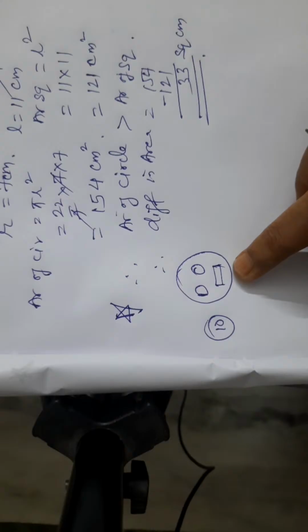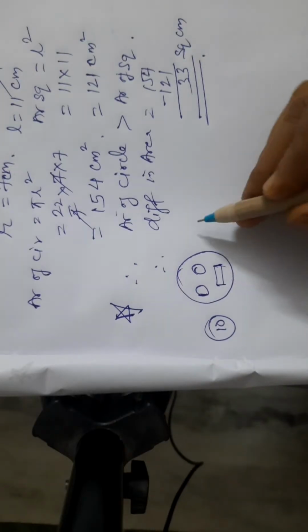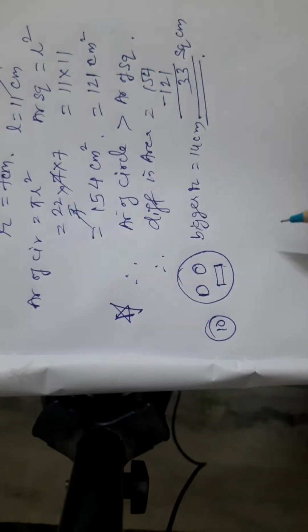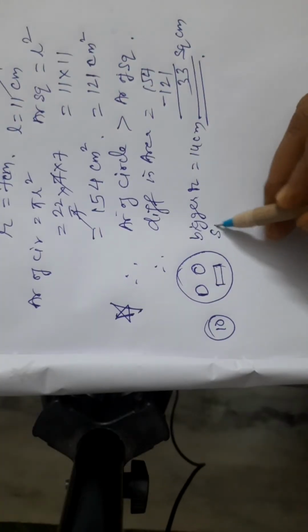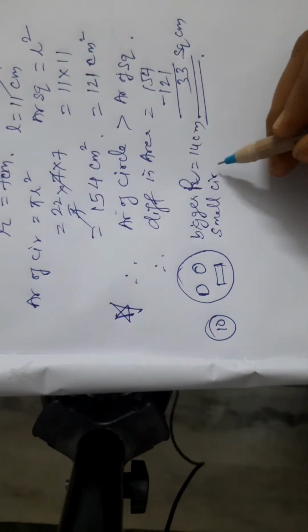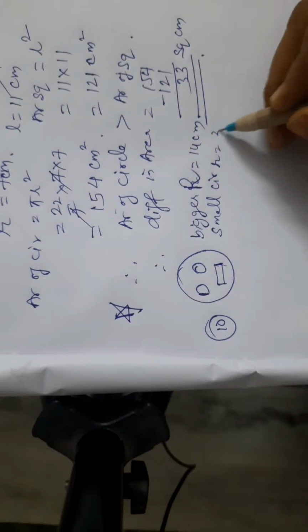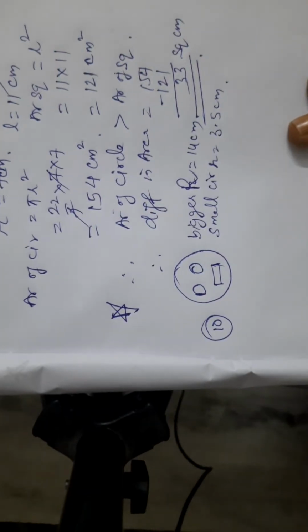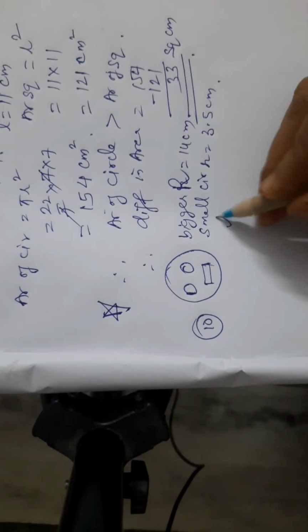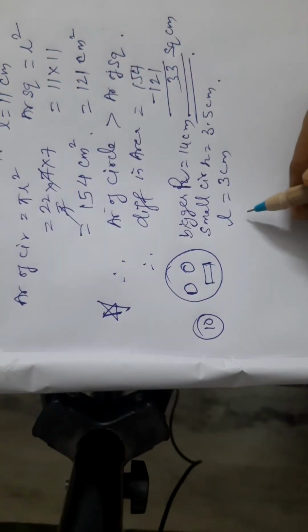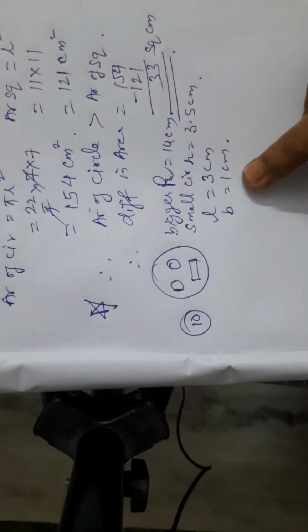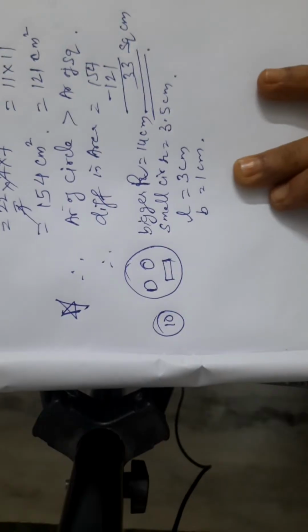Now the measurements are given from a circular card sheet of radius 14. So the bigger circle radius is given 14 centimeter. Two circles, the smaller ones, that is smaller circles. The bigger one we will consider capital R. The small circles' radius is 3.5 each. And for the rectangle, it is given its length is 3 and breadth is 1. We'll calculate the area separately of all the three different figures and finally the subtraction is to be done.